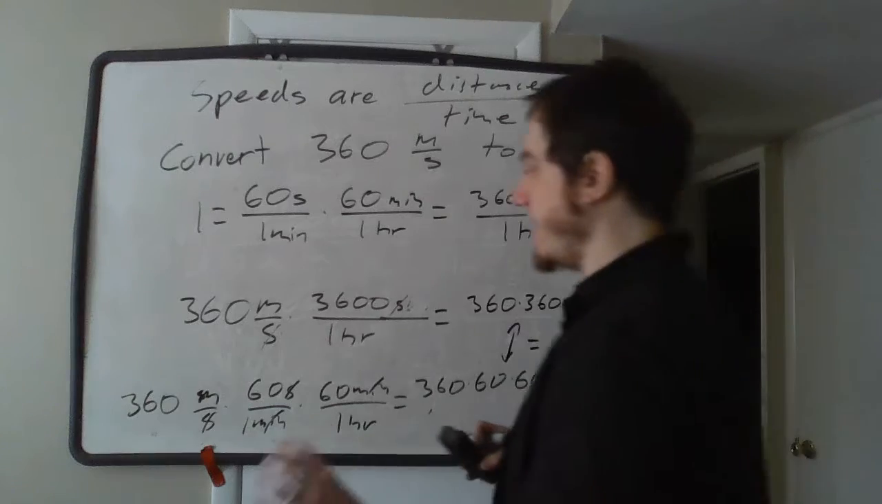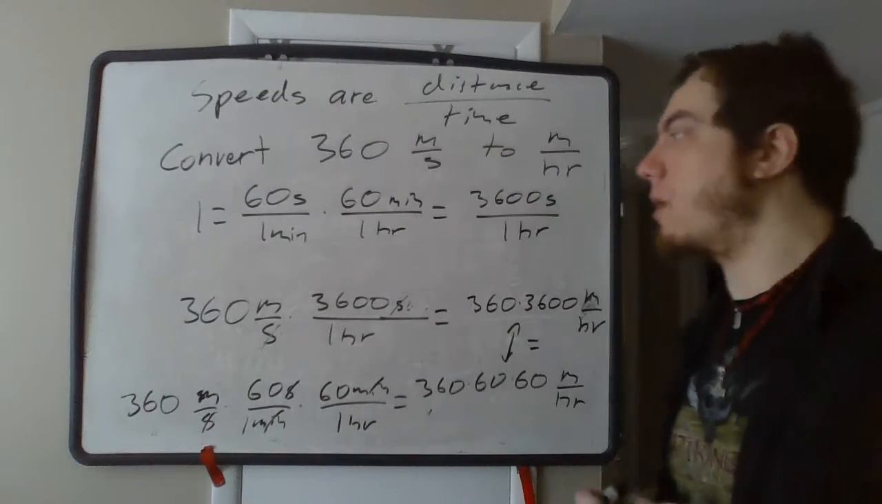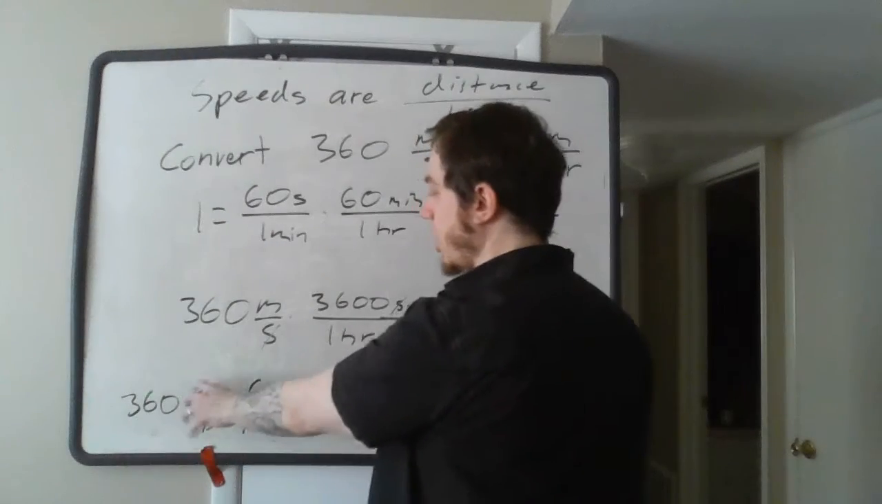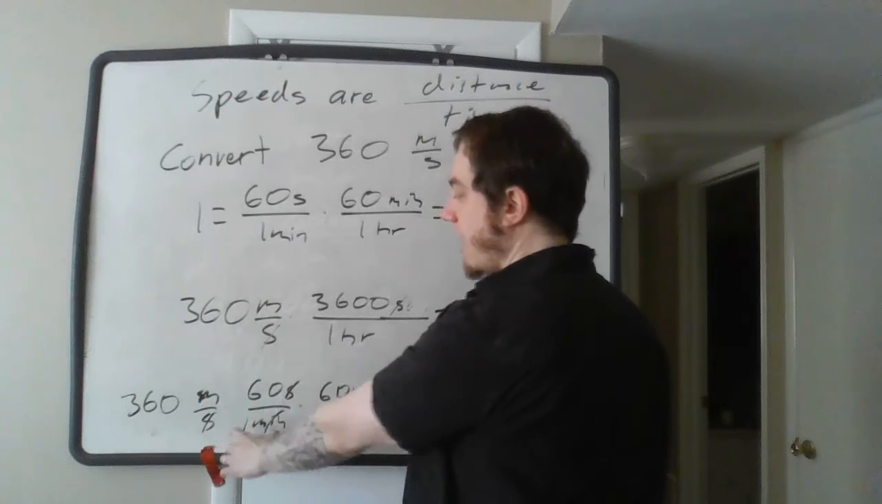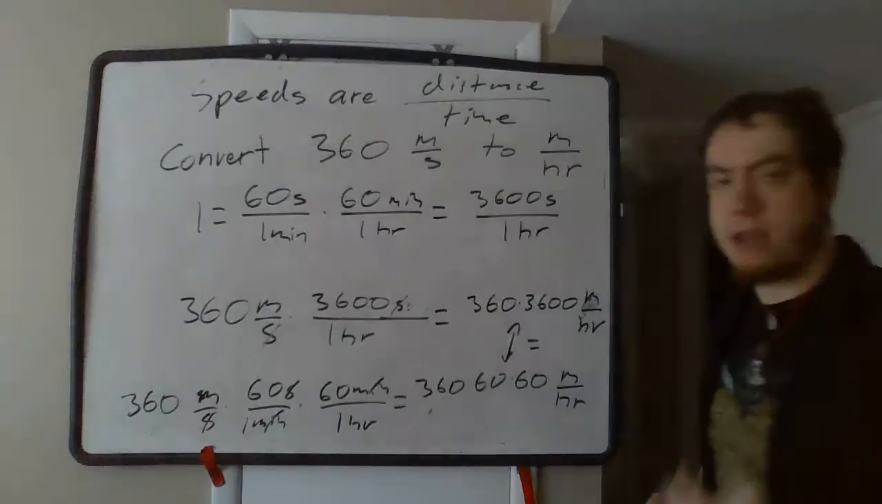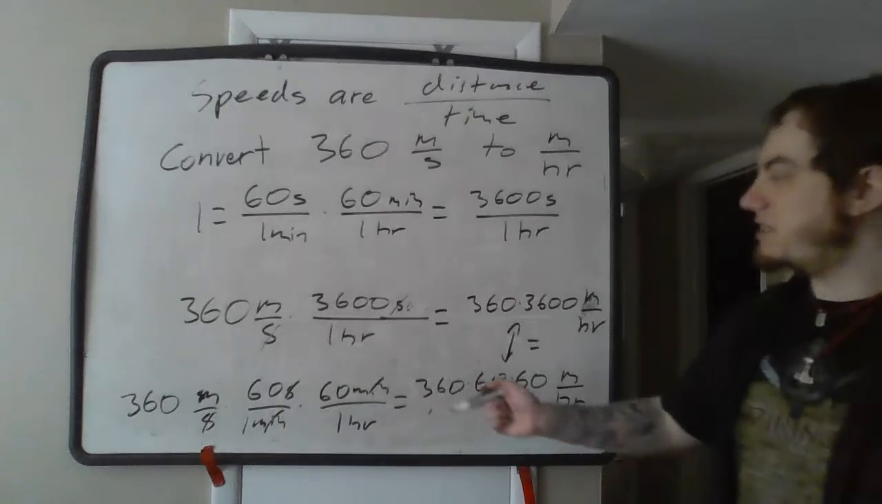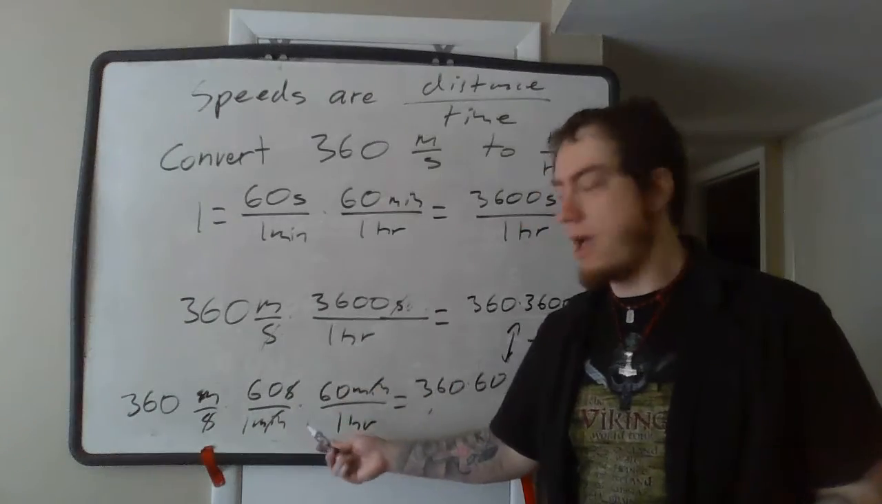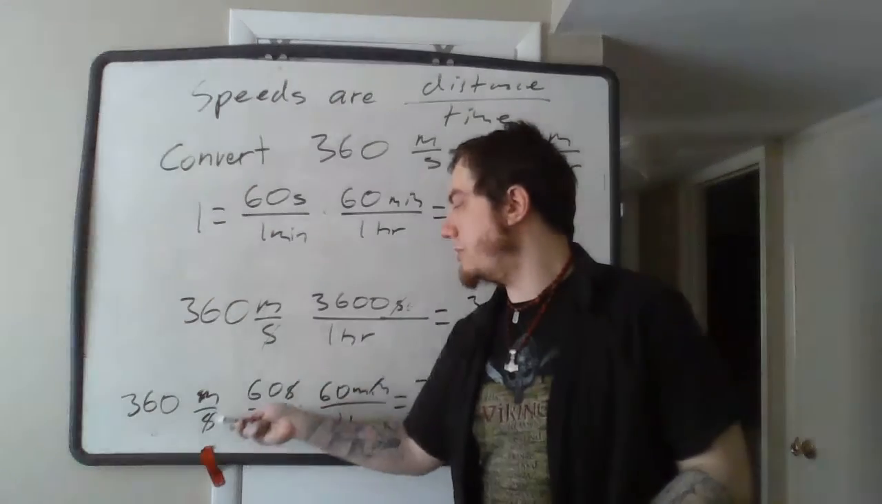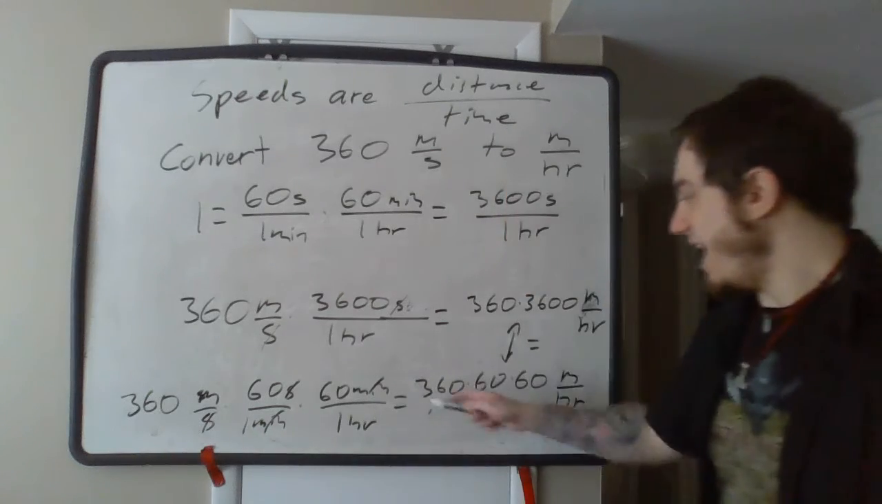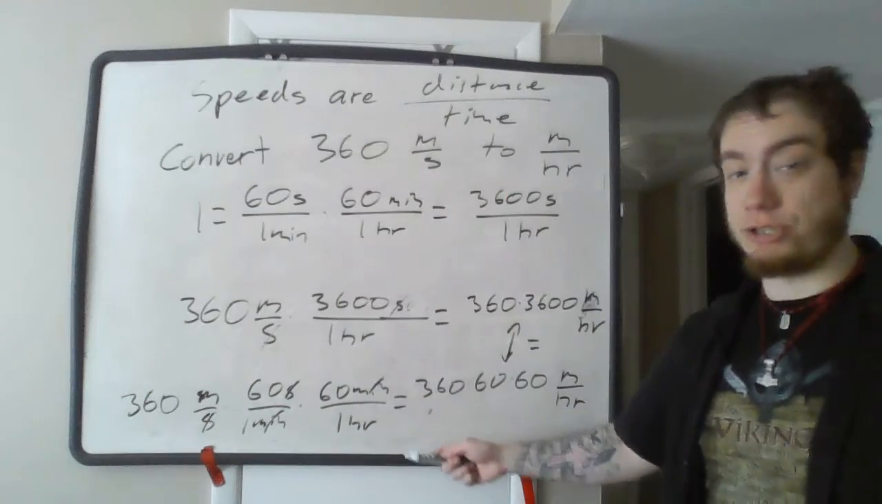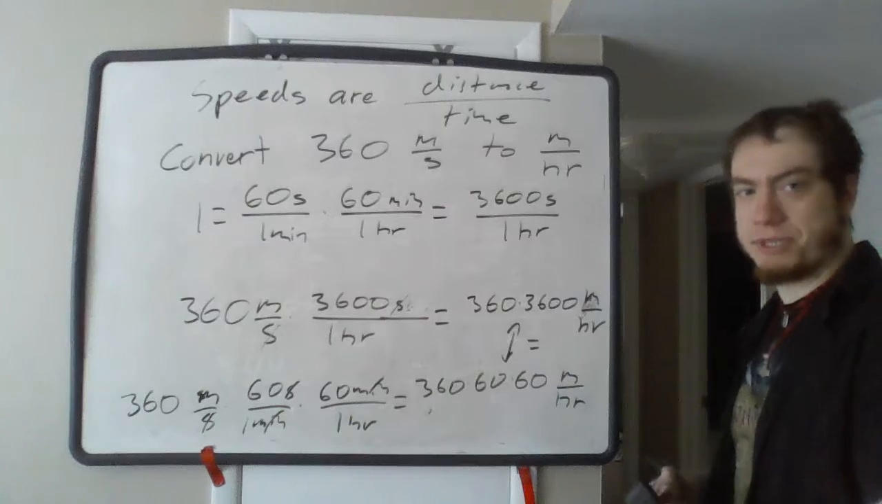The new thing, the thing that we kind of haven't really seen before, is that instead of trying to change just a unit that's on top, I'm now trying to change a unit that's in the denominator. But as you can see, it's the same idea in that I'm still just trying to cancel out the unit that I don't want and end up with the unit that I do want. It's just that it happens to be in the denominator this time.